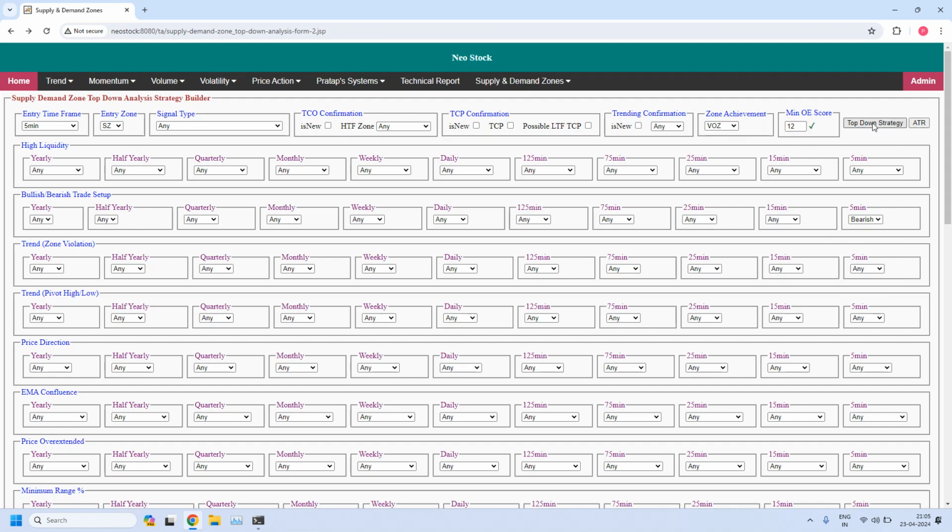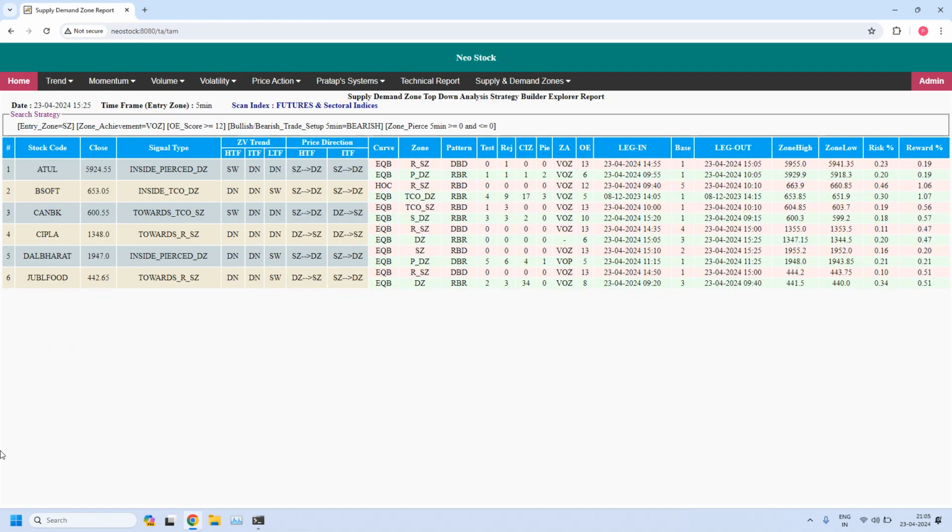So now let me filter the stocks. Now these 6 stocks are filtered which are supporting bearish trade setup for hourly income trade. That means this report is useful for short orders.